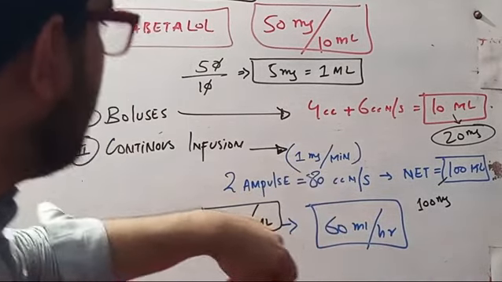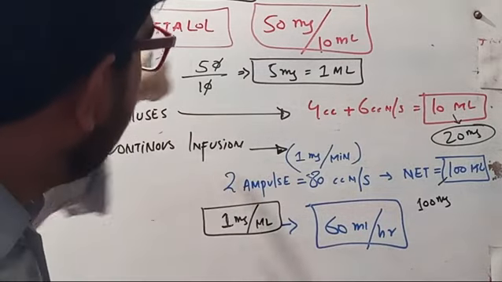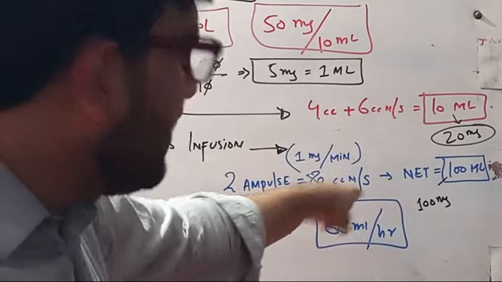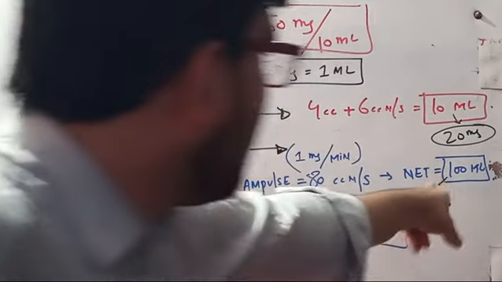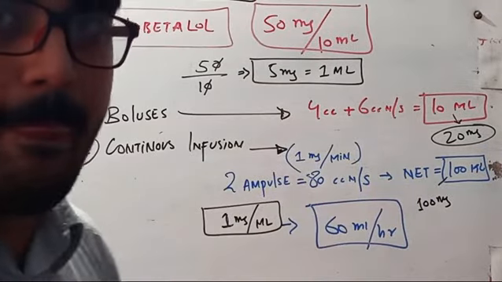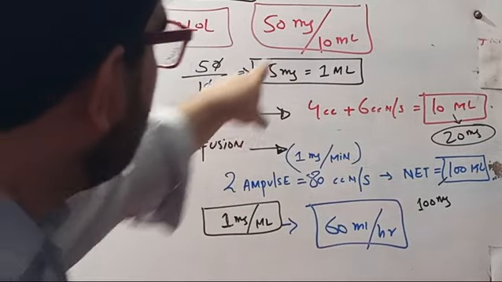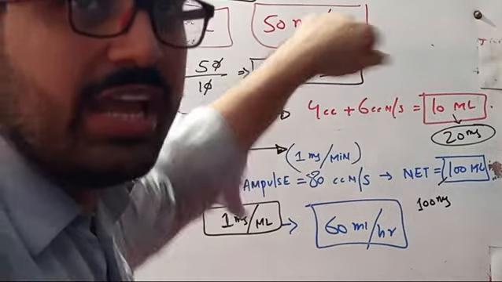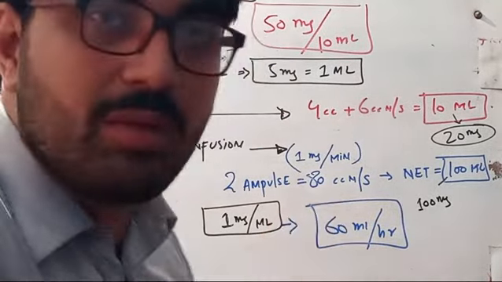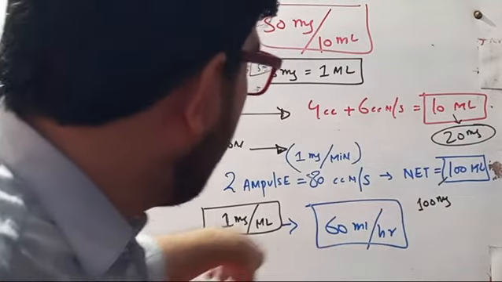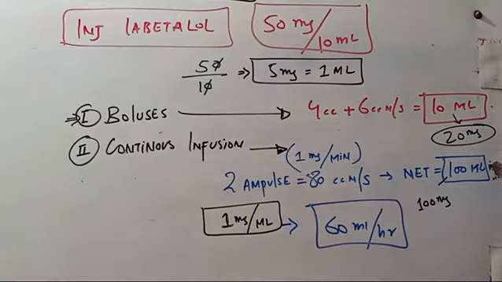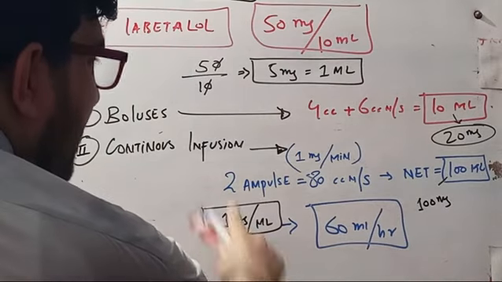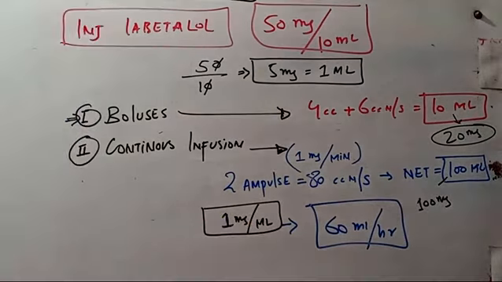So what we do, we take 2 ampules of injection labetalol and mix it with the 80 cc normal saline to get the final solution of 100 ml, because 1 ampule is equal to 10 cc. So we have to discard 20 cc from normal saline, so that we are having 1 milligram per ml. In 100 cc solution, we are having 100 milligram of labetalol. So we are having 1 milligram of labetalol in each ml of solution.